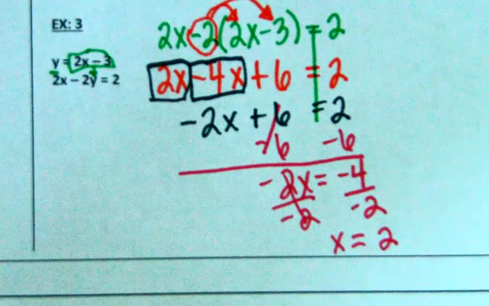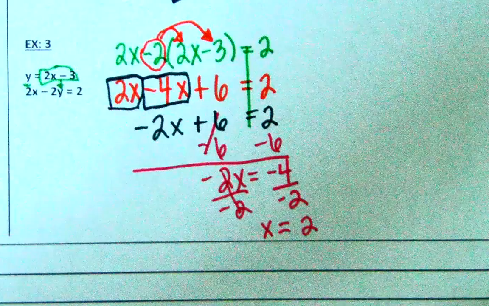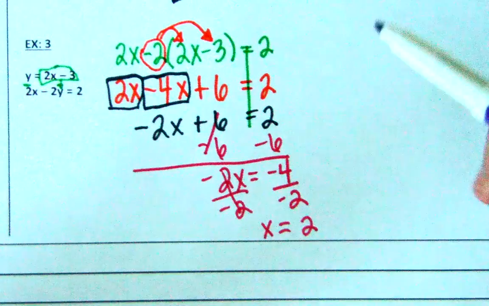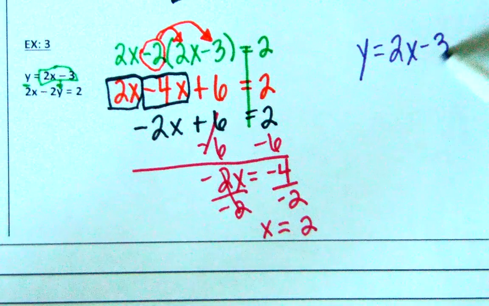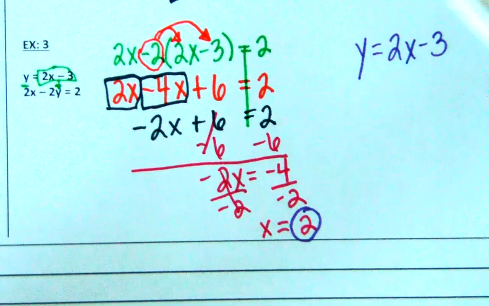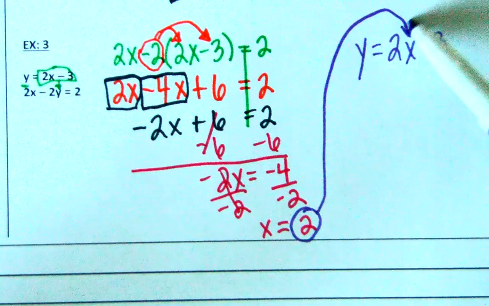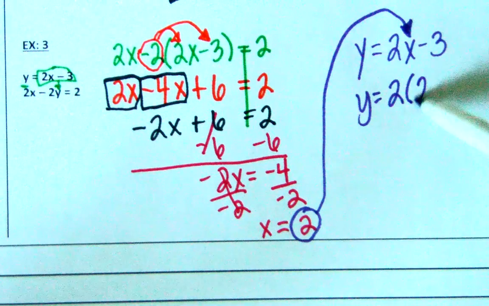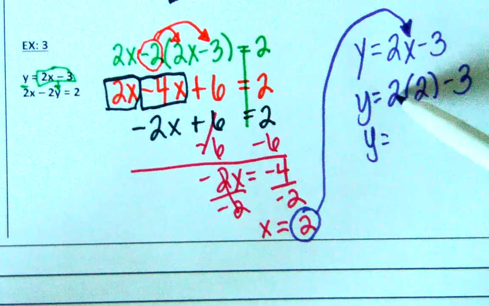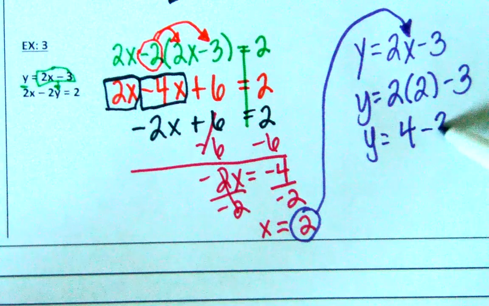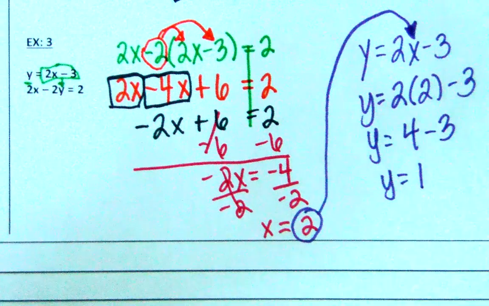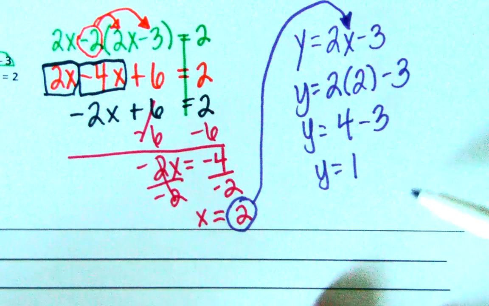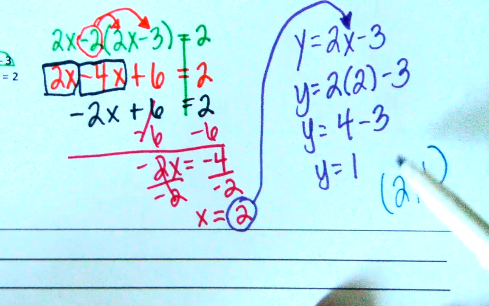Now that I found out what x is, I need to find out what y is. So I'm going to use the equation where y is already by itself. y equals 2x minus 3. And I'm going to take this 2 that I just solved for x, and I'm going to plug it into where x is. So I have y equals 2, parentheses, now x becomes a 2, minus 3. And now just solve. 2 times 2 is 4, minus 3 gives me 1. So my answer, my solution, is 2, 1.